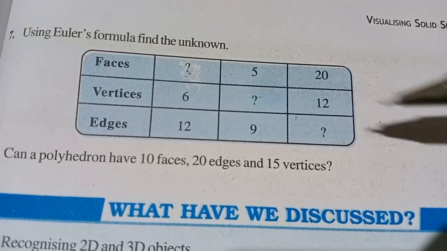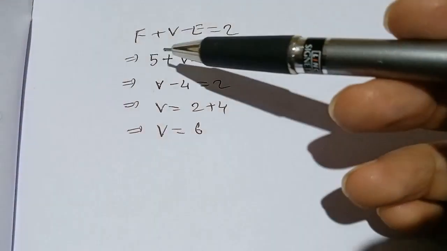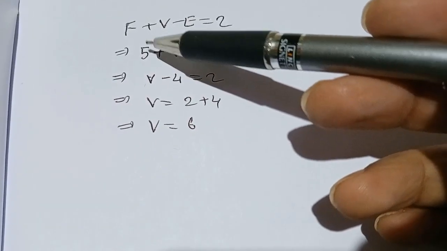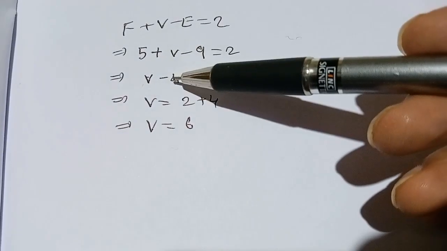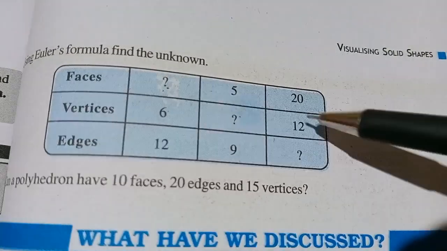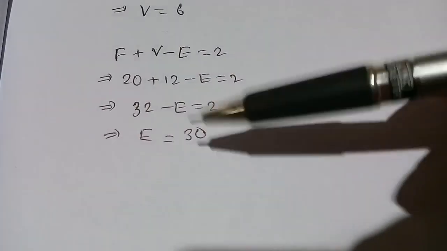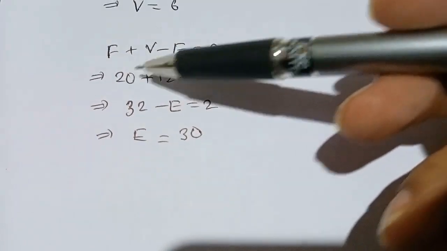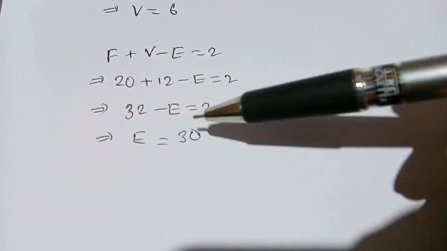Now here find out the vertex v. Okay, now see, you have to find v here. So face is 5, edge is 9. So 5 minus 9 is minus 4. So v equal to 6. Now here in this case you have to find the edge, that means e. So face is 20, vertex is 12. So 12 plus 20 is 32, e equal to 30.